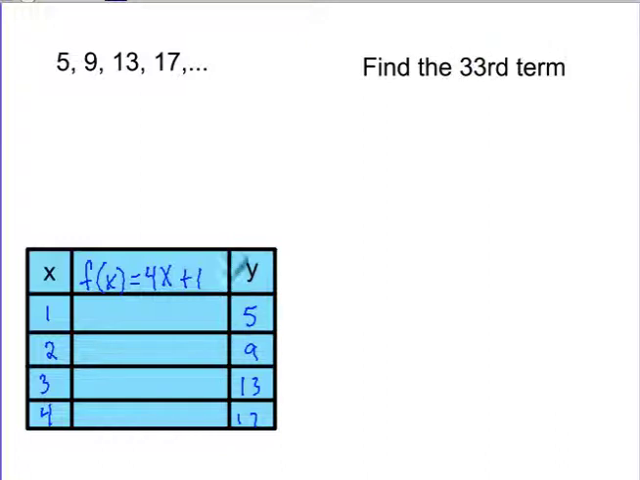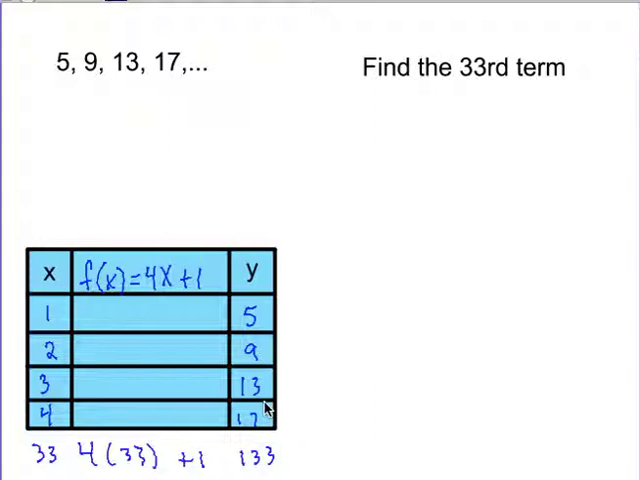Then we want to find the 33rd term. So where does 33 go? It goes in for the x. So 4 times 33 plus 1. And you guys are going to need your calculators out for some of the stuff we're doing here in a little bit. So that's 133. So x is 33, y is 133. Okay.